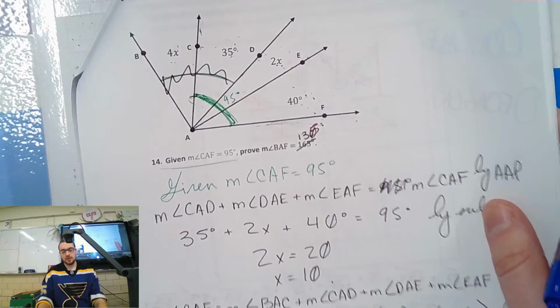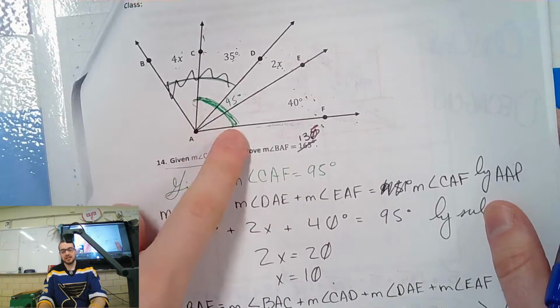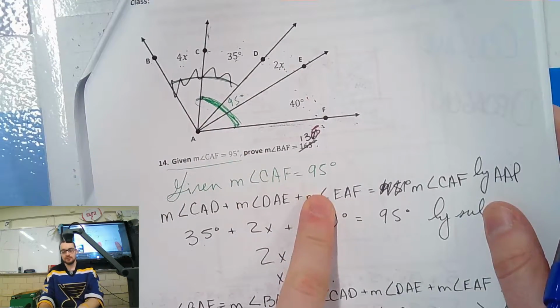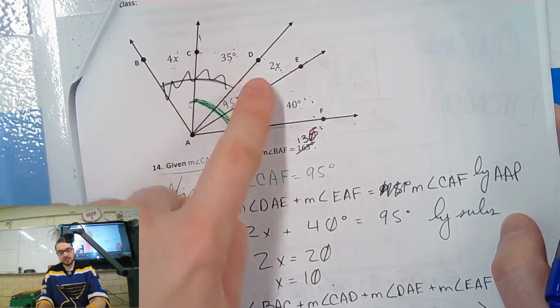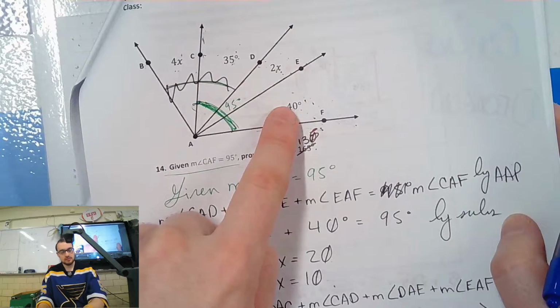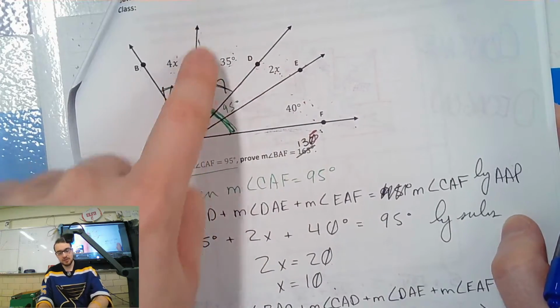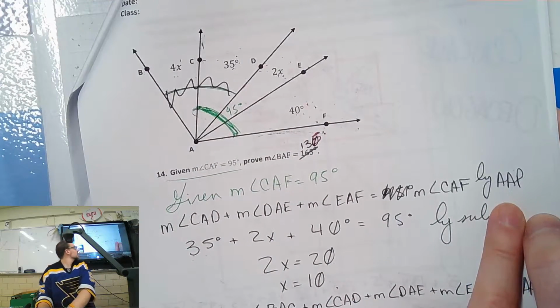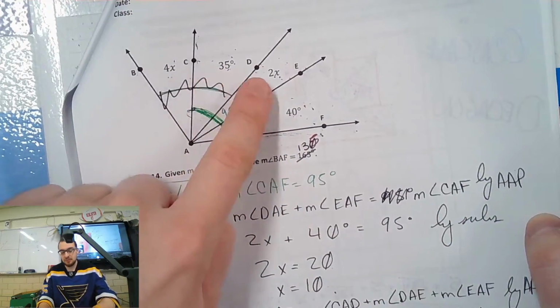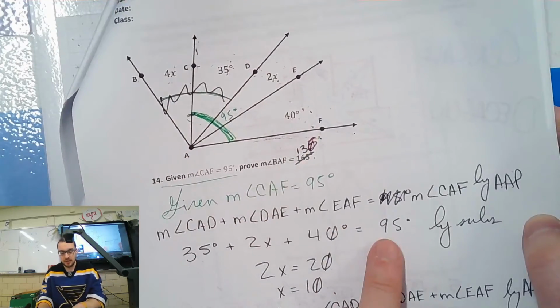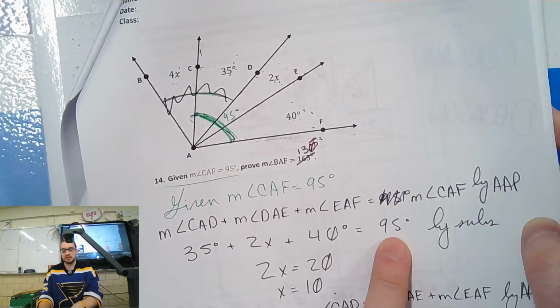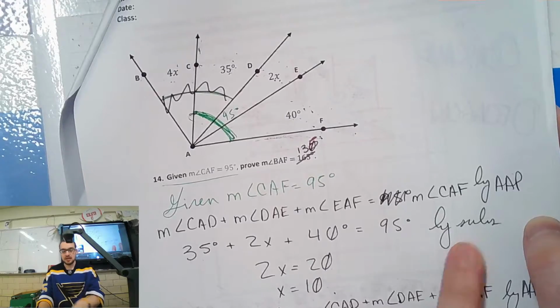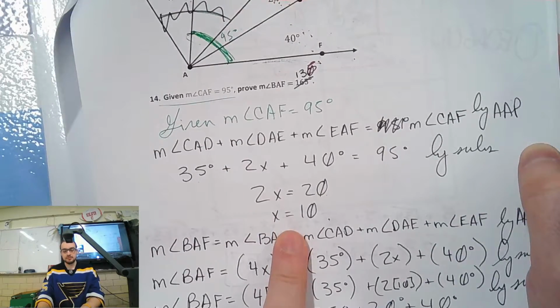All right, so here's how you solve this one. First of all, write the given. This guy is 95. That's what they gave you. This angle and this angle all add up to this angle, CAF. So I wrote that by angle addition postulate. Then I substitute their values. 35 plus 2x plus 40 should give me the whole thing. And I know the whole thing is 95, so I put that in. That's by substitution. Then I solved and got x is 10.